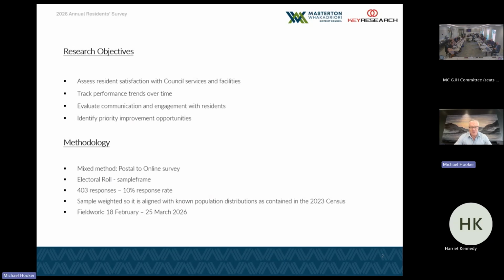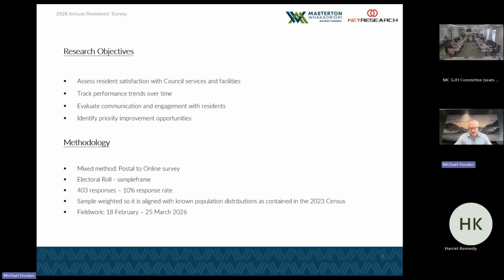So as mentioned earlier as well, this is the third year that we have provided annual resident survey services to Masterton District Council. So we followed the same method each time. And it's a best practice approach that we put into play here. So we're using the electoral roll to determine our sample frame. And this is the best sample frame that we can get our hands on with regards to residents aged 18 plus across the district.